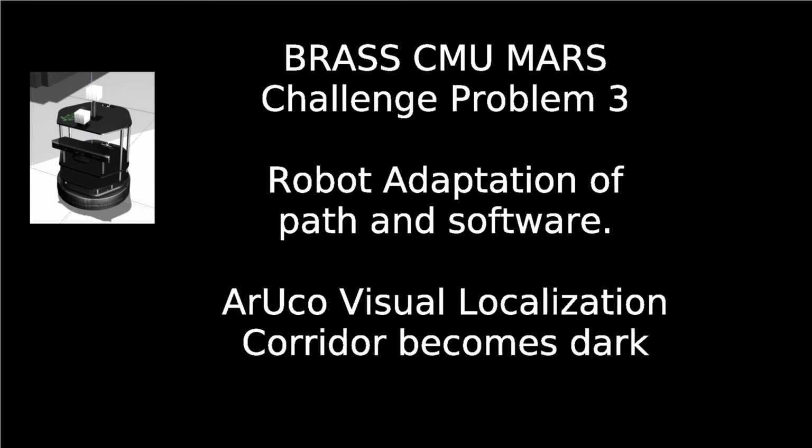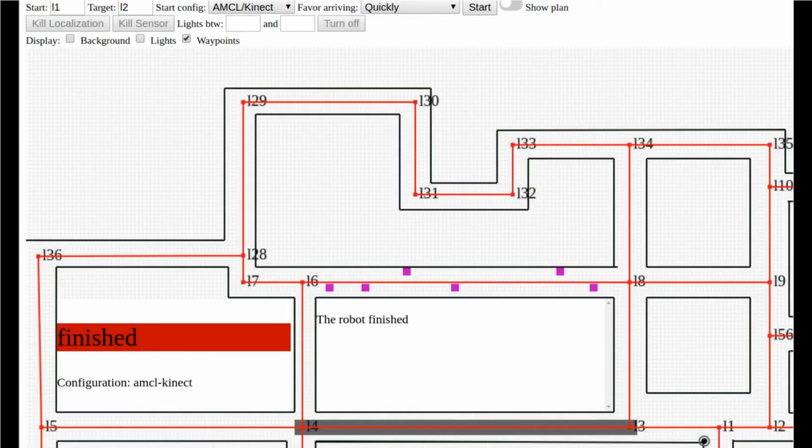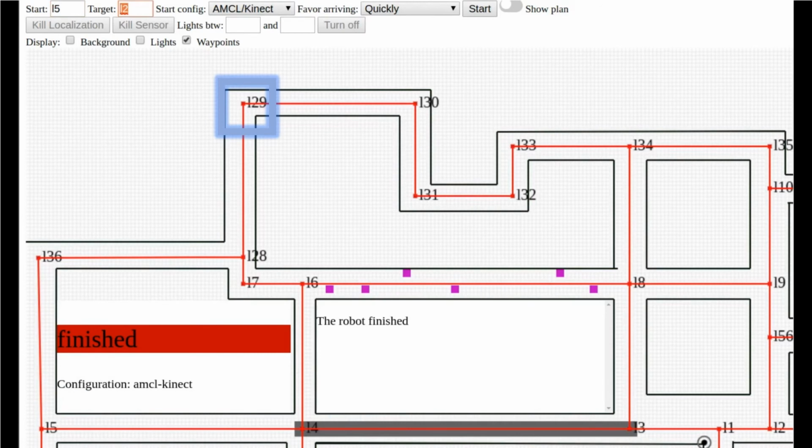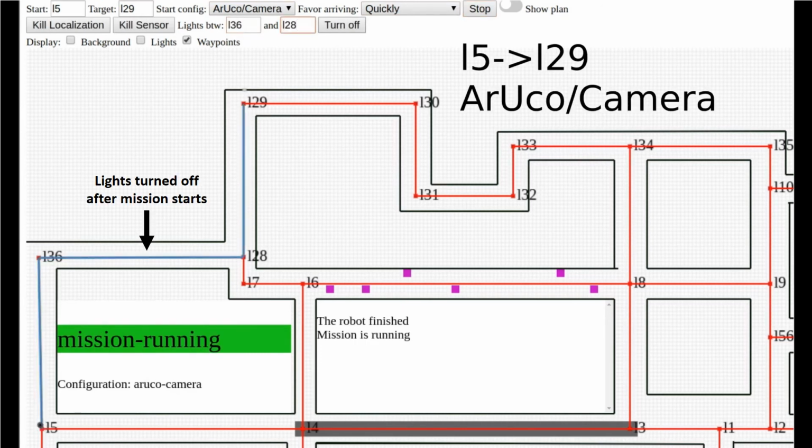We're going to see an example of adaptation now where the disturbance is in the environment. Concretely, a corridor becomes dark. We're going to task our robot with going from L5 in the bottom of the screen to L29 on the top. We're going to choose camera-based navigation as our starting configuration, and we're going to favor timeliness. We start running the mission, and the robot starts moving towards its destination.